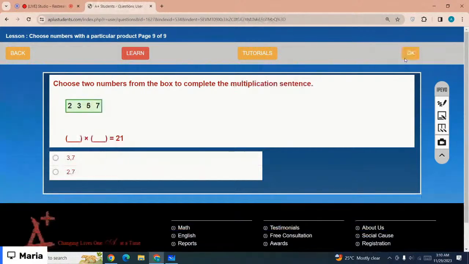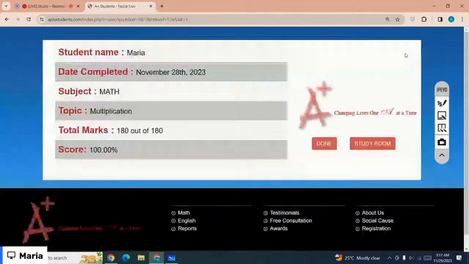Choose two numbers from the box to complete the multiplication sentence. Dash and dash equals 21. Which is the correct option? Yes, the correct option is 3 times 7 makes 21. Option number 1 is the correct option, right? Okay, we are done with the lesson. Let's just move on to the next lesson.